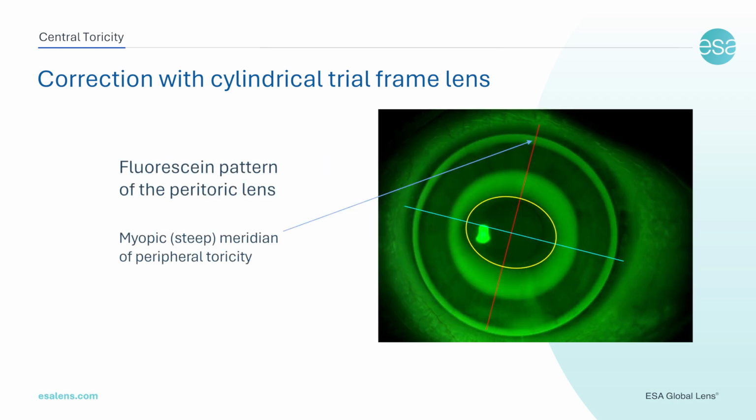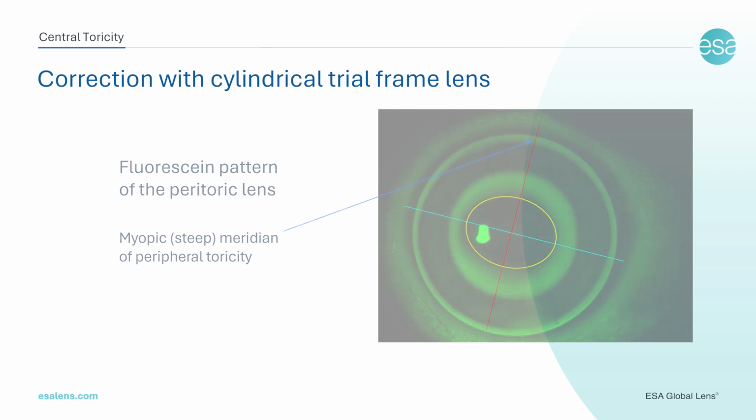Next, determine the exact orientation of the stabilized peritoric lens on the eye. This is achieved by identifying the principal axes of the elliptical central bearing zone. The shorter axis of the ellipse corresponds to the steep meridian, while the longer axis identifies the flat meridian.